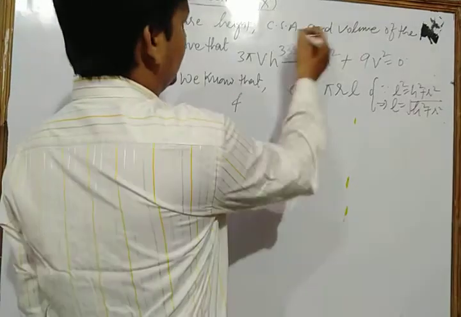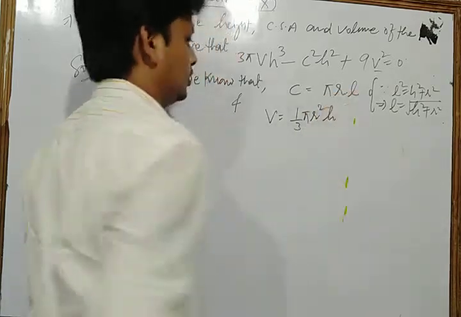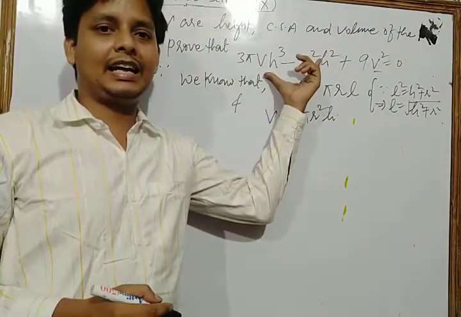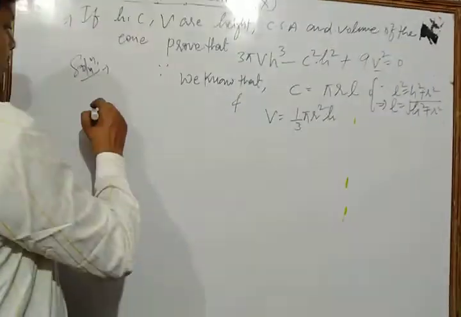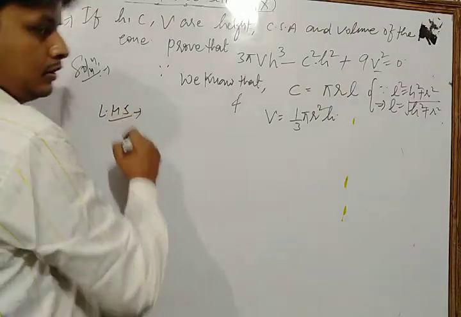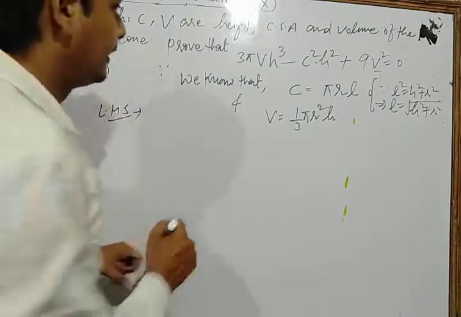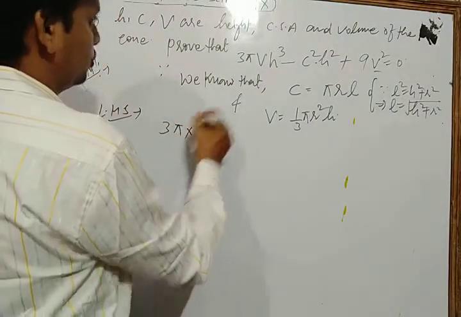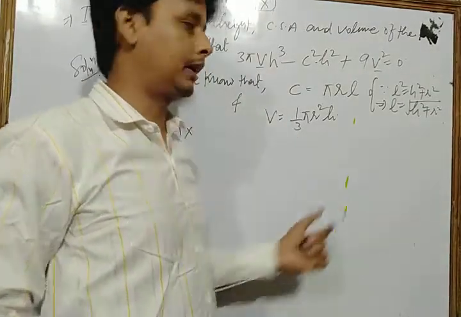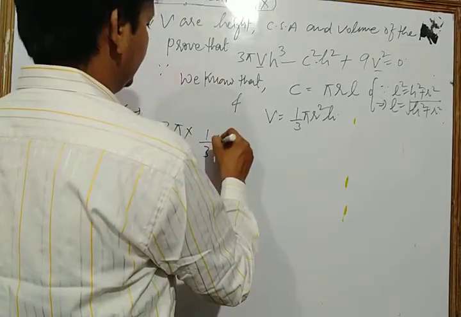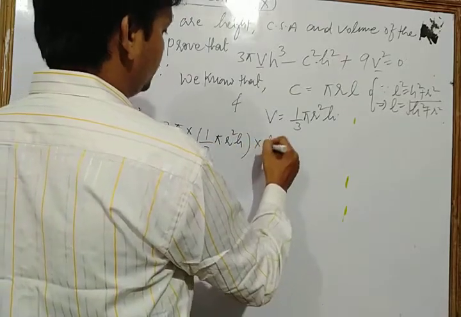And we know that here V is the volume of the cone, so volume is 1 by 3 pi R square into H. Now we take the left hand side and put all the values in that part. Let's see, 3 pi into V. What is V? V is the volume of the cone, so the volume is 1 by 3 pi R square H. So here we put 1 by 3 pi R square into H, and here H cube is written as it is.